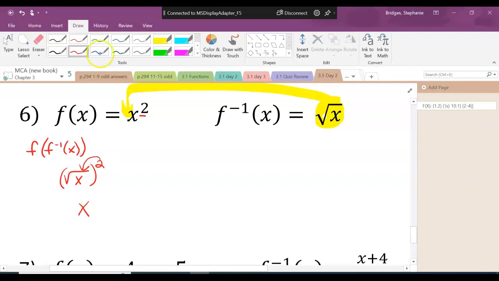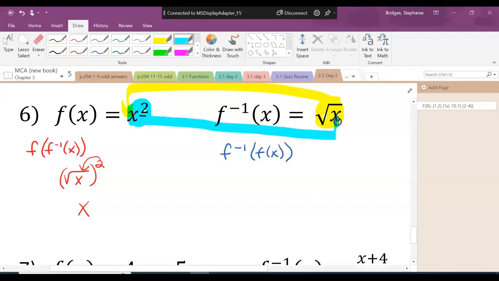Okay. Then I'm going to do the opposite way. I'm going to do f inverse of f of x. So I'm going to now take this entire thing and put it in place of x here. So it would be the square root of not x anymore, but x squared. And if I take a square root of a square, those two just cancel and leave me with x. So there's my proof. Are those two inverses of each other? Yes.